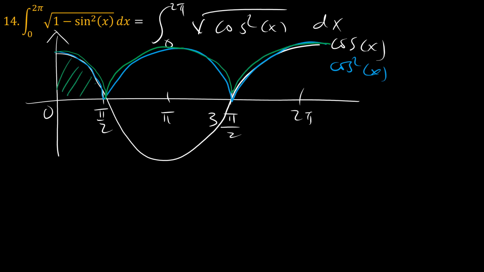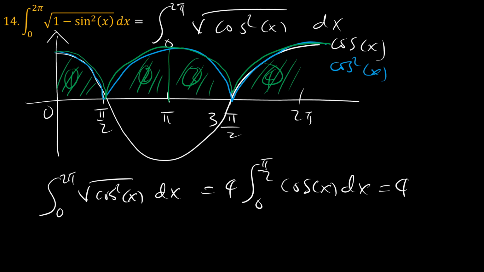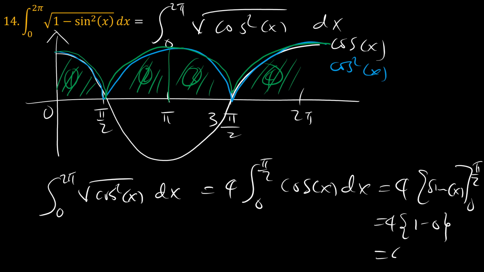But we see that the area of this lobe is the same as the area of this lobe, same as the area of this lobe, same as the area of this lobe. So we have 1, 2, 3, 4, right? And we can now say that the integral from 0 to 2 pi of the square root of cosine squared of x is the same as 4 times the integral from 0 to pi over 2 of cosine x, which equals 4 sine of x from 0 to pi over 2, so which is 4 times sine of pi over 2, which is 1, minus 0, which equals 4. And that is the answer that was expected. So this is a very interesting problem as well.